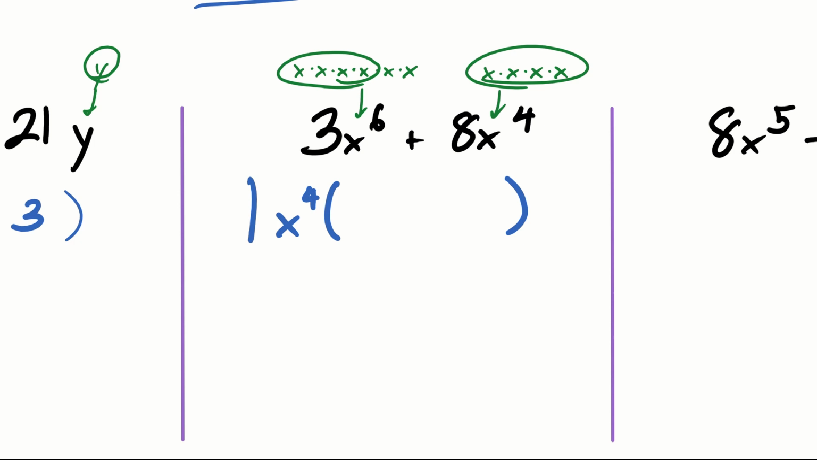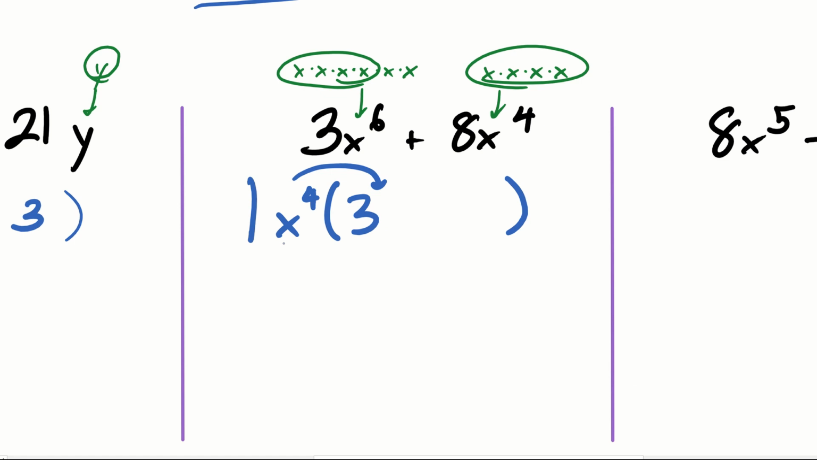Now that I've pulled out my greatest common factor, I need to fill in the parentheses. 1 times x to the 4th. What do I have to multiply that by to get me back to 3x to the 6th? Well, 1 times what gives me 3? Well, that would be 3, right? Now again, think of the product property of exponents. X to the 4th times what will get me back to x to the 6th?